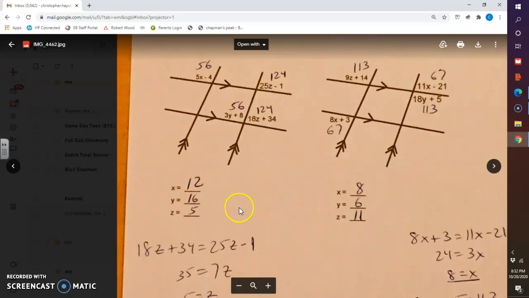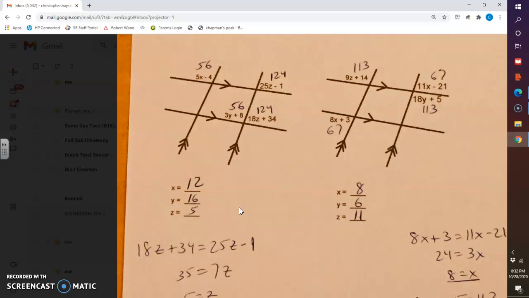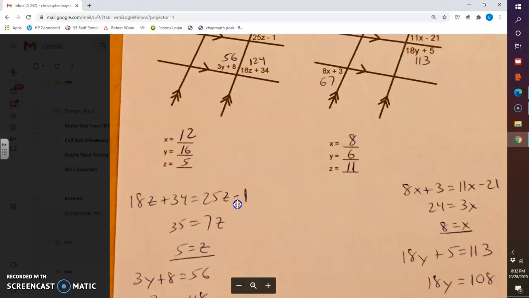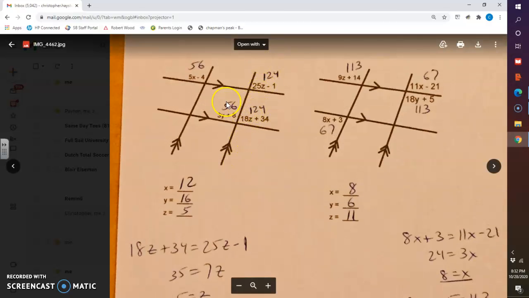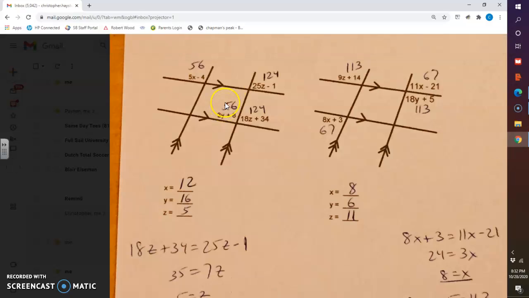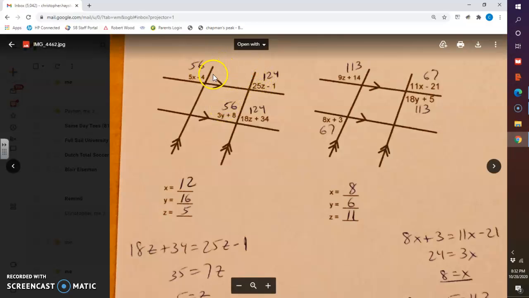Corresponding angles are equal, so I set my 18z plus 34 equals 25z minus 1. When I solve for my z, I get z equals 5. And when I plug that in, both these angles are 124. Linear pair here, that's 56 degrees. This is corresponding 124, so the linear pair makes this 56.